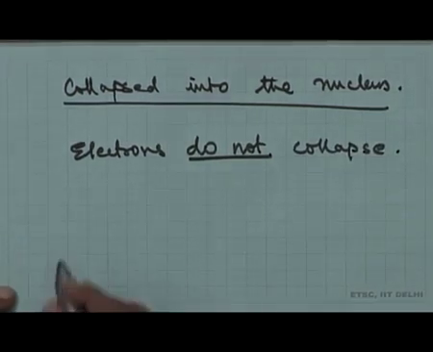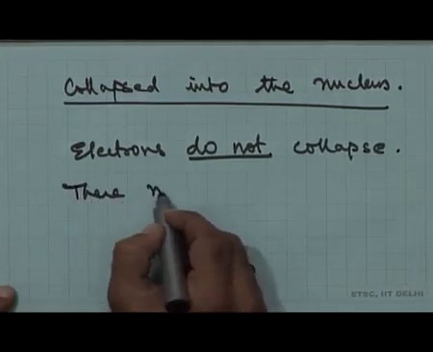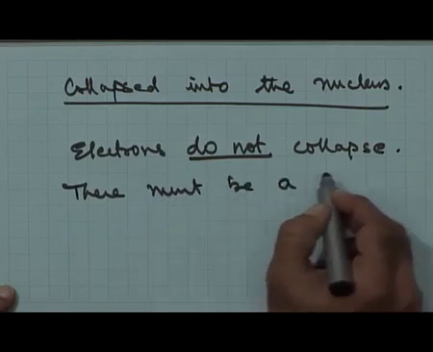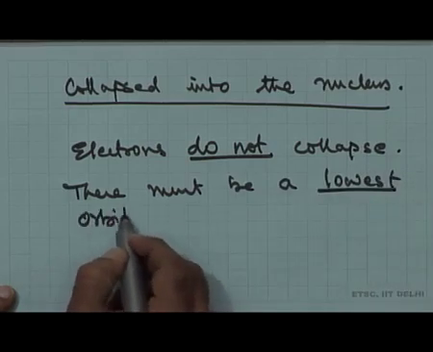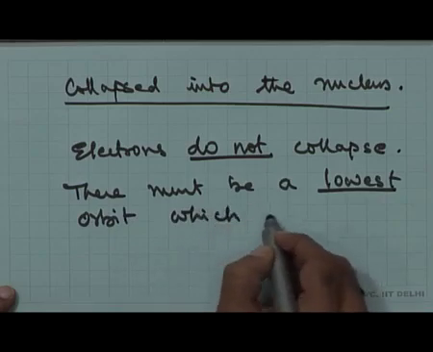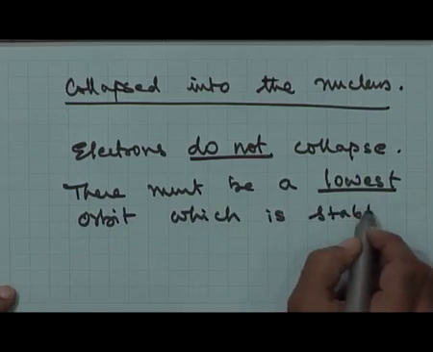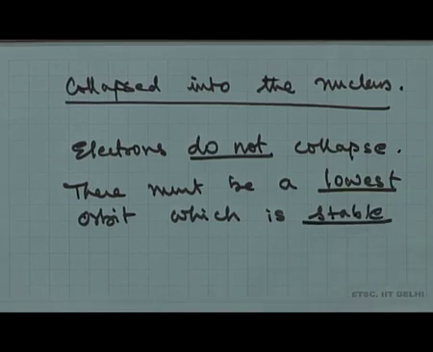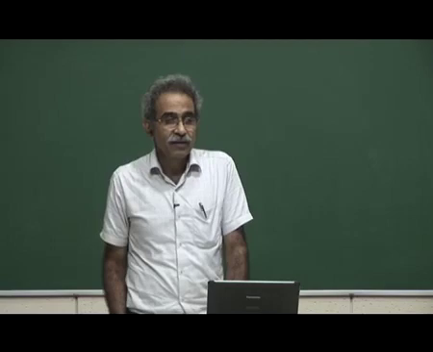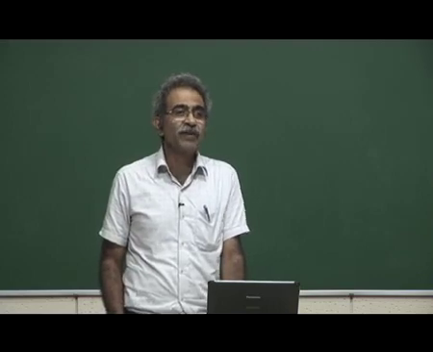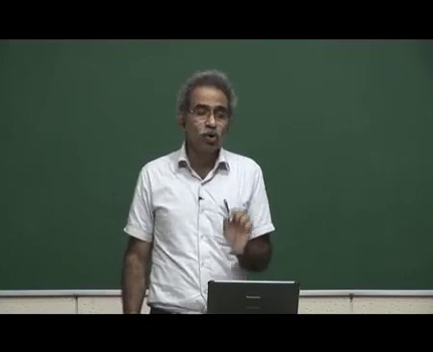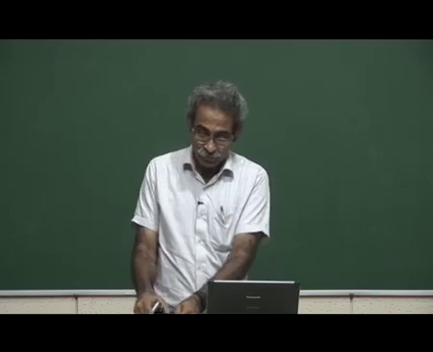So what does it mean? This means there must be a lowest orbit which is stable. Experiments predict the existence of a lowest orbit, the lowest orbit, which must be stable, but this is not allowed by classical electromagnetic theory, because classical electromagnetic theory tells me that every time there is acceleration, there must be radiation, and there is no known law that protects an atom.